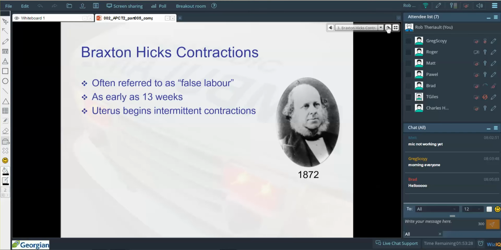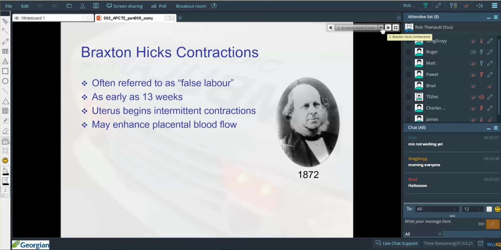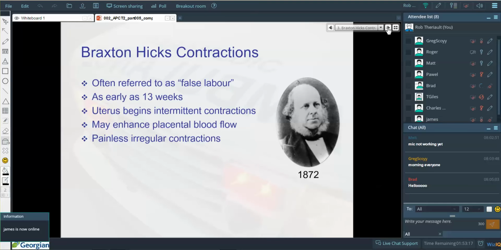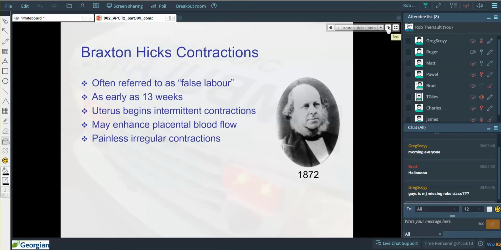But anyway, so theoretically, it may help to enhance blood flow. That may be a reason why there are false labor or early contractions. And they're typically painless, irregular contractions as opposed to labor contractions, which are more painful and tend to be regular. And they don't cause any cervical changes.